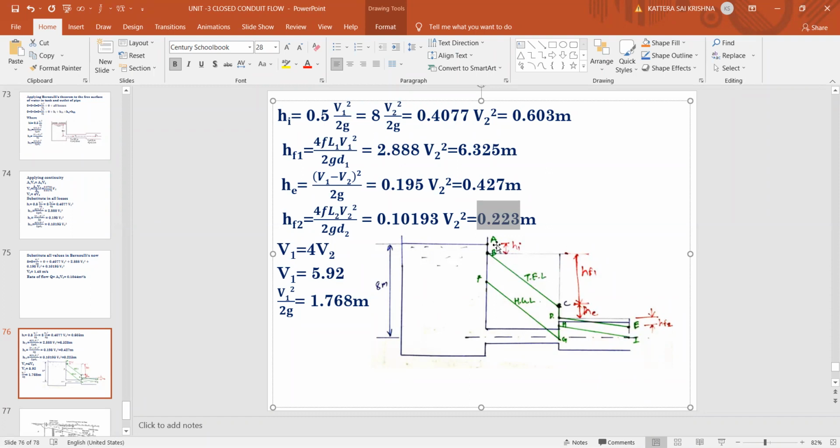Next, if you want the hydraulic gradient line, we know the hydraulic gradient line is a summation of only pressure head and datum head. So we don't want any kinetic head. We can remove the kinetic head value 1.768 from B point, and you'll get F point here. Then a parallel line, since the velocity is constant here, the loss will be the same. So the HGL is constant.